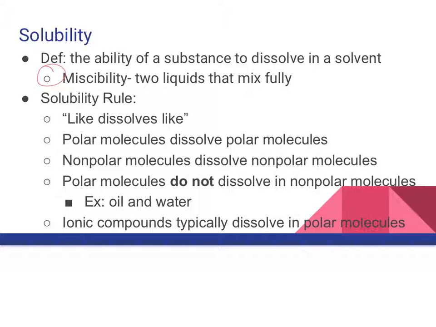The solubility rule that we really want to remember or understand is this phrase: like dissolves like. This has to do with the polarity of the molecule. What the solubility rule says is that polar molecules are going to dissolve other polar molecules, and nonpolar molecules will dissolve nonpolar molecules. However, polar molecules are not going to dissolve in nonpolar. So if you have two different polarities, one polar, one nonpolar, they are not going to mix. But two polar molecules will mix with one another, and two nonpolar molecules will mix with one another. That's what like dissolves like means.